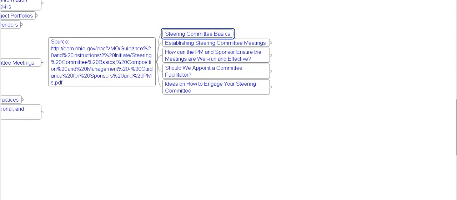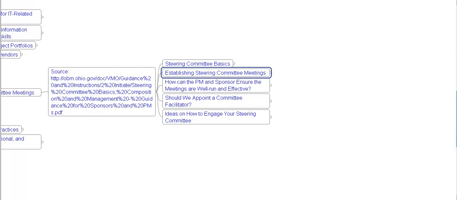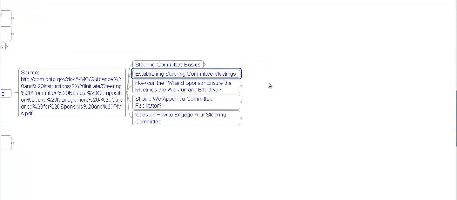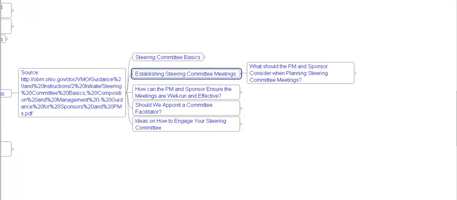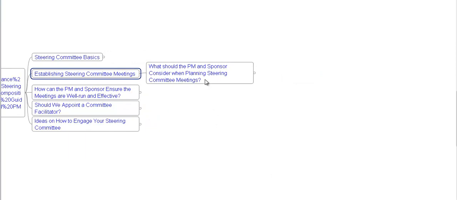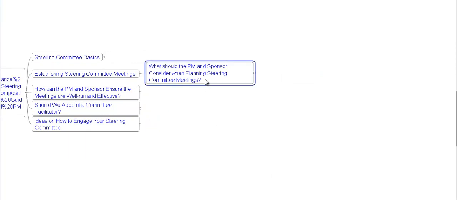Okay, now we'll move to the next topic, establishing a steering committee meeting. What should the project manager and sponsor consider when planning steering committee meetings?